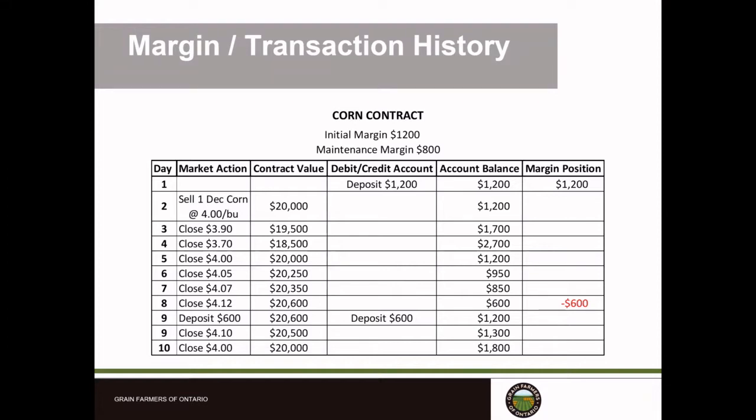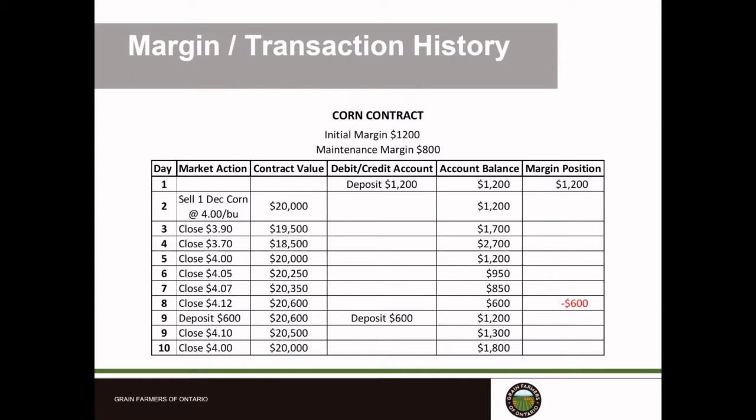Next day, we sell the corn at $4 right at the close. Now, $4 corn times 5,000 bushels means the value of that contract is $20,000. The account balance is still $1,200 because nothing's moved. The market's closed. It's still at $4. We sold it on the close. So you're good. The next day, because we shorted this market, we want it to go down for whatever reason, whether it's to protect ourselves or to make a profit.